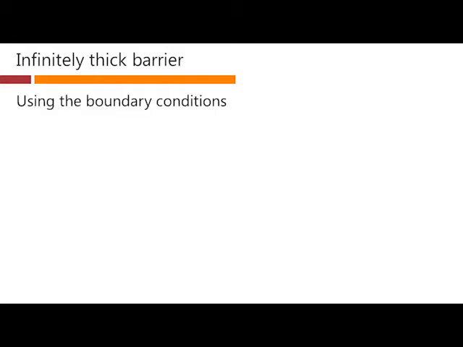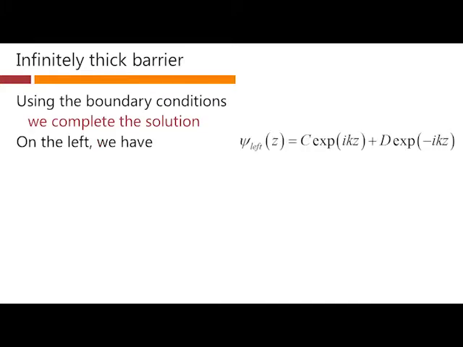So, using our boundary conditions then, we can complete the solution here. On the left, we have this wave here. It's a sum of a forward propagating wave and a backward propagating wave with coefficients to be determined. On the right, we have only a decaying exponential with a coefficient to be determined. And these k's and kappas are dependent on what energy we're working with.